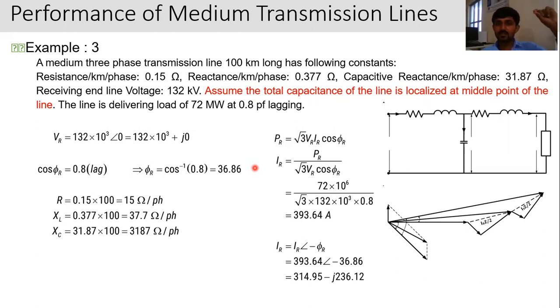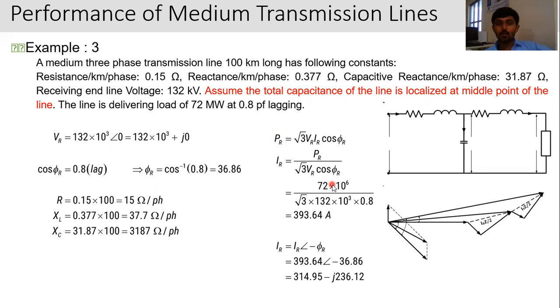Assume the load capacitance of the line is localized at the middle point of the line. So assume the capacitance is at the middle point of the line. So this is what we call a T model. The line delivers the load of 72 megawatt at 0.8 power factor lagging. Now we have to find the angle between voltage and current at the receiving end. We also have to define the power.